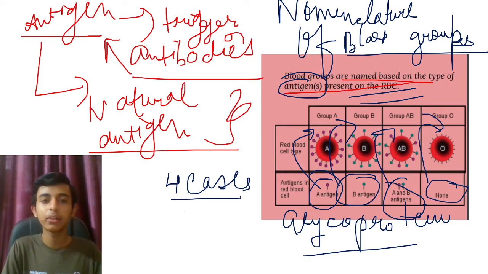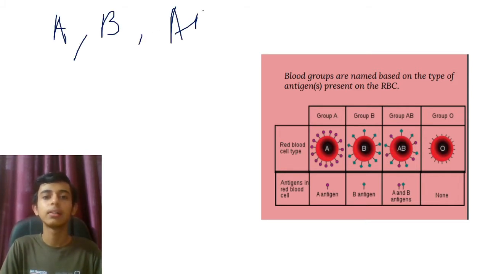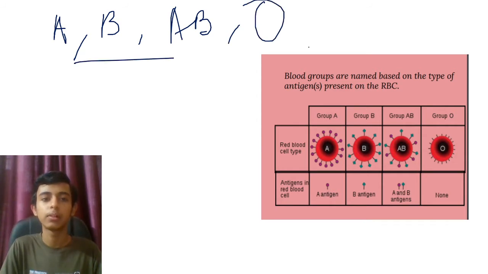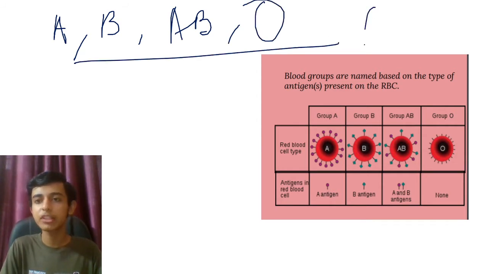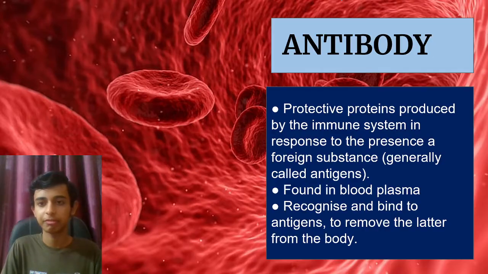Either your blood group can be A, B, AB, or O. So in O, you can say the surface of RBCs is smooth. That's why there is no antigen. Clear? So these are the 4 types of groups that we have.